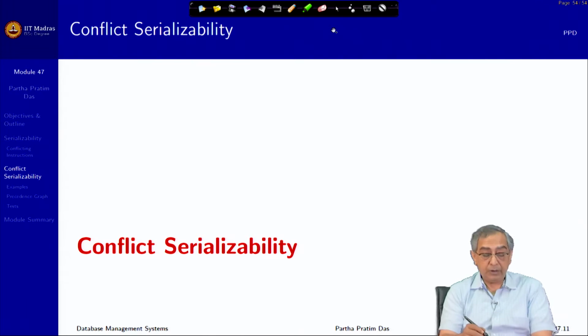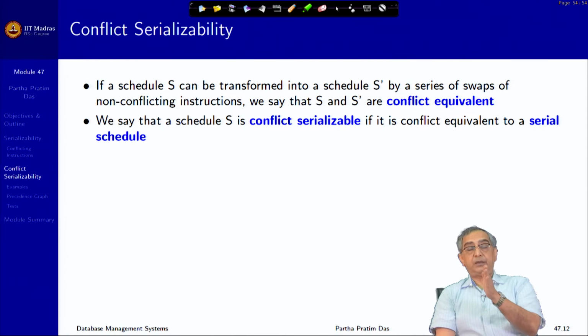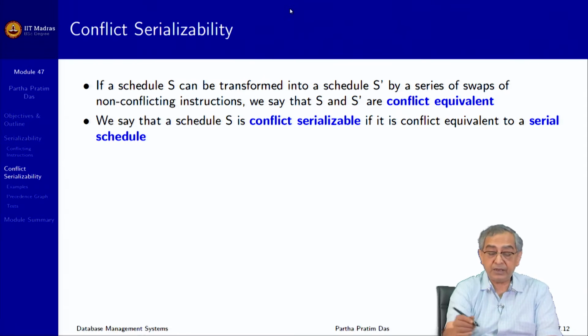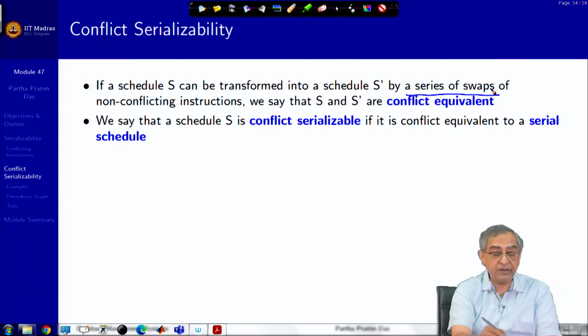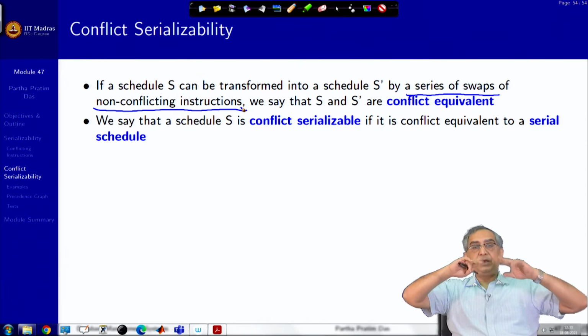So, let us talk about conflict serializability. We say we have a schedule S and we want to transform that to a schedule S prime. And what is the process of this transformation? Doing a series of swaps of non-conflicting instructions. If there are non-conflicting instructions, we can swap them, change their temporal order.